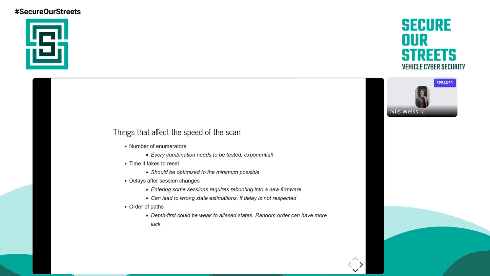After a session change, some ECUs need special delays since they need to reboot into a different firmware or a different section in the memory. And the order of our passes might be a thing that affects the speed of the scan. So we can have a depth first scan, for example, or a random scan. There are different ways to play around and to optimize if you have a specific ECU.